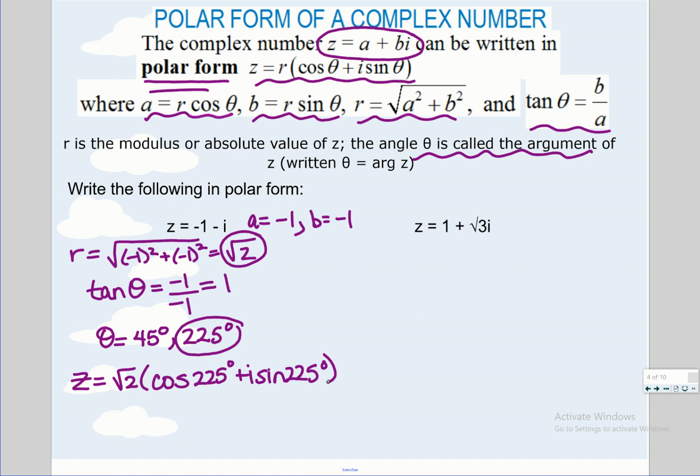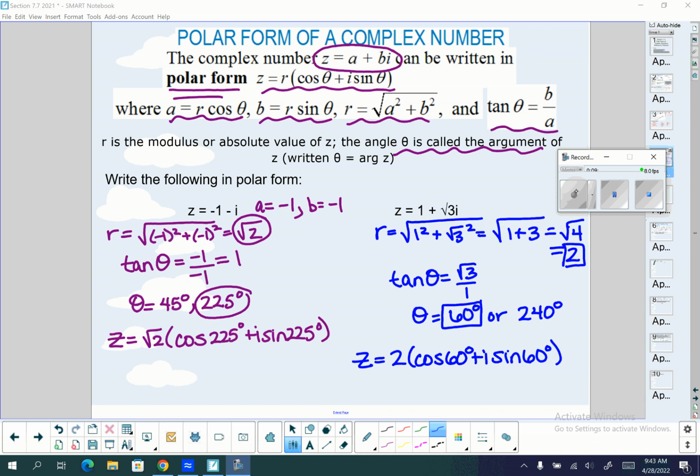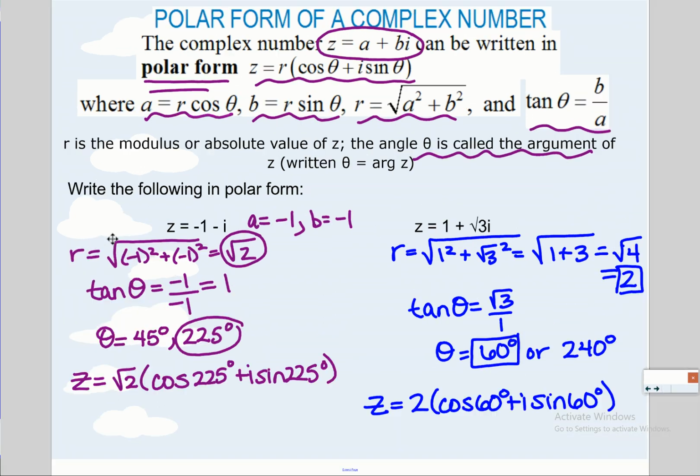Find the polar form of this complex number. All right, let's check it. Did you get 2 for r and 60 for theta? 2 cosine 60 plus i sine 60 is our polar form. And then again, if you want to check it, you just evaluate. Find the sine and the cosine, distribute your 2 through, you're right back where you started. Any questions on that?